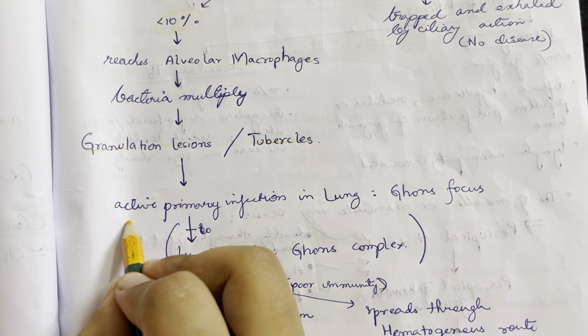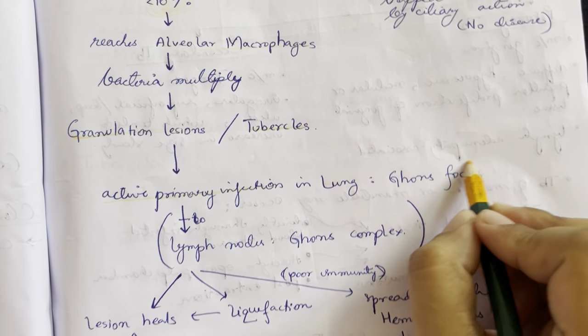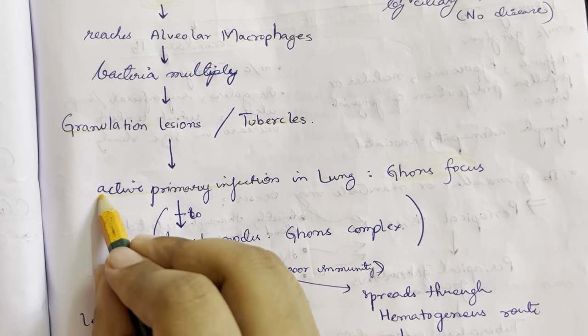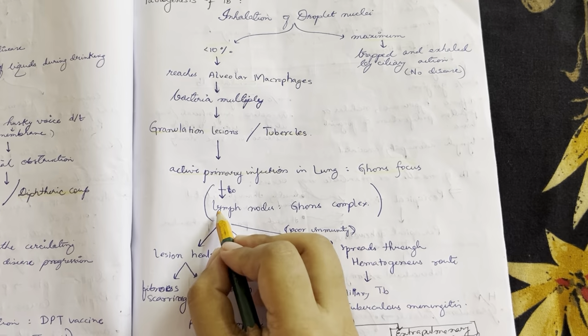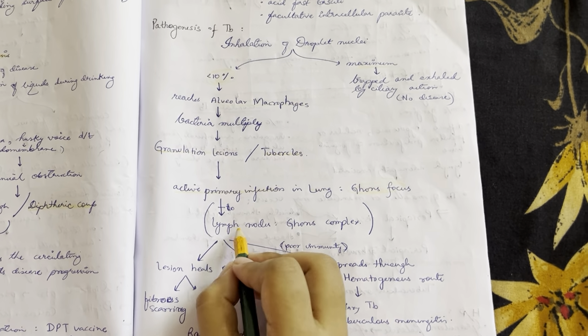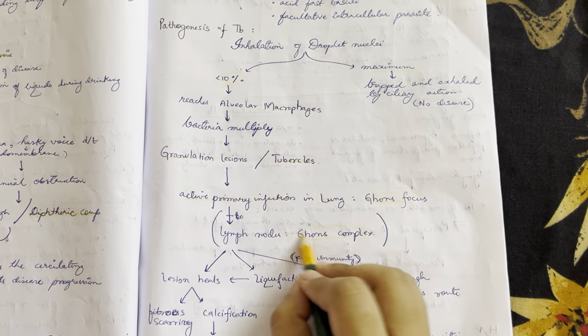Then, what causes active primary infection in the lung? We call this Ghon's focus. Active primary infection in the lung is the Ghon's focus. And then it may go to the lymph node, where it can form Ghon's complex.